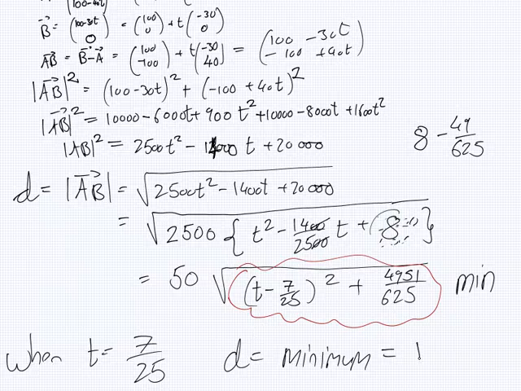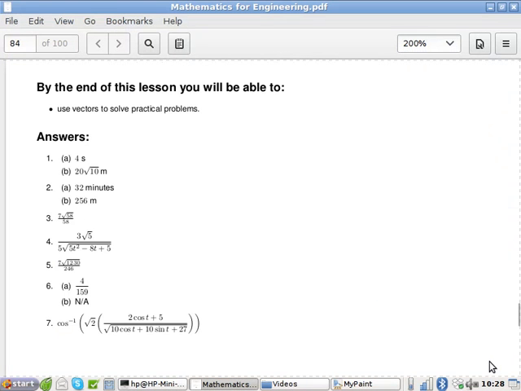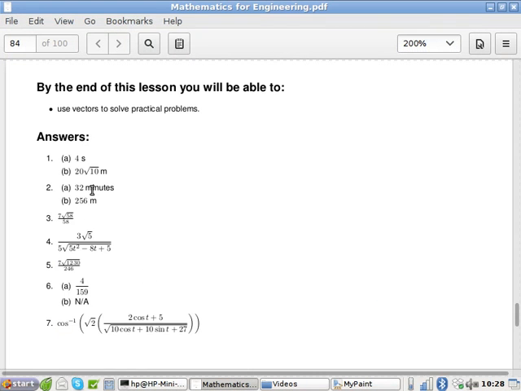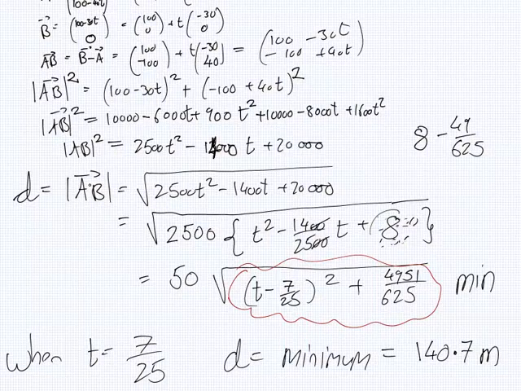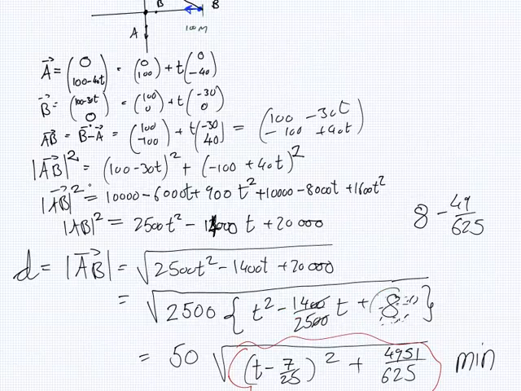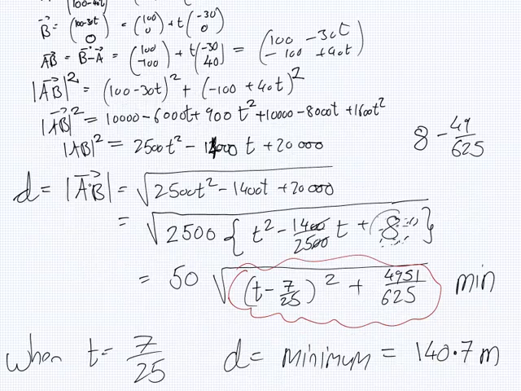140.70. It's not that much smaller than the distance at the start. Right, let me just check the answer for that. 4 seconds. Something must have gone wrong. I think the half we took of 7 over 25, that's a half, isn't it? 14 over 25, yeah, 14 divided by 25 divided by 2.